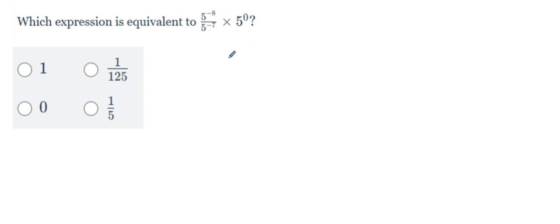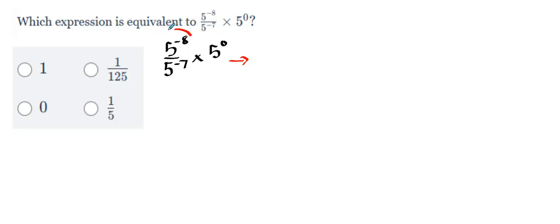Which expression is equivalent? So let's start with the original problem. I'm going to write 5 to the power of negative 8 divided by 5 to the power of negative 7. That fraction is multiplied by 5 to the power of 0. Typically, in problems like these, as we move from left to right, we'd like to simplify this fraction to start. I'm going to work these out horizontally, which means going from left to right.